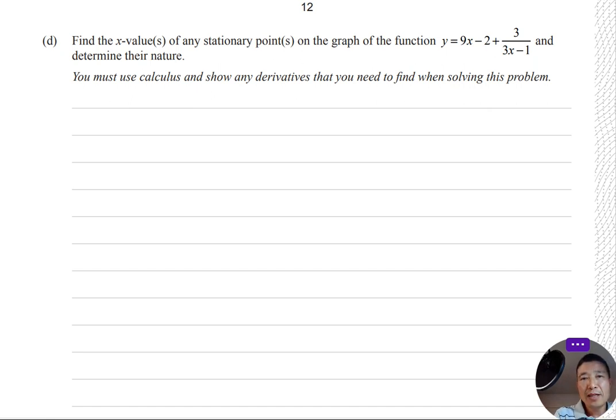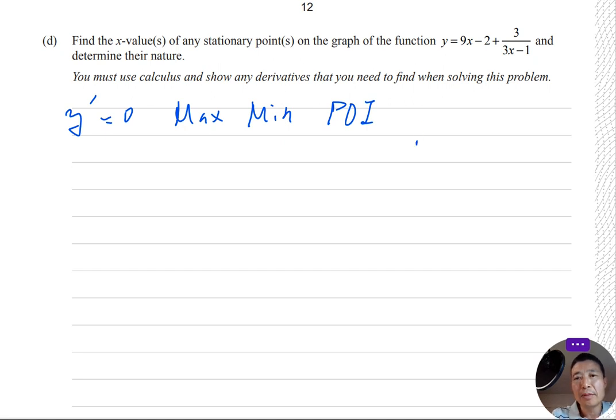To find a stationary point, you have to differentiate and set it to 0. You know that a stationary point means a local max, a local min, or a point of inflection. Say I have a cubic, so this is a local max and a local min. In between, it goes from concave down to concave up, and the middle point between concave down and concave up is called the point of inflection.